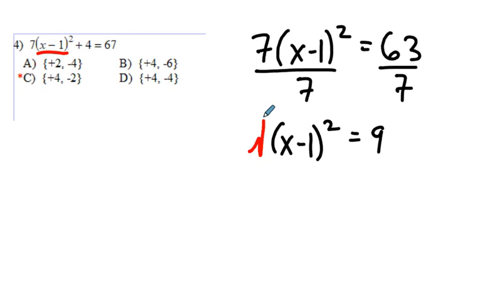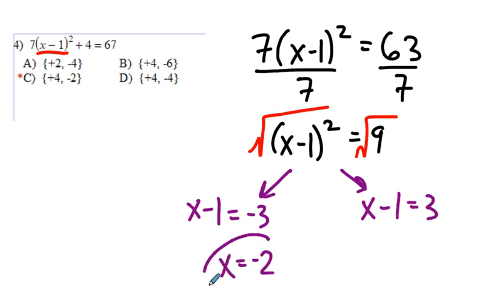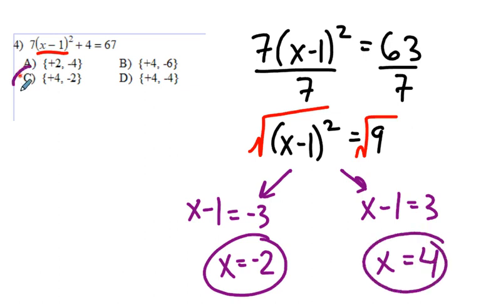Then I take a square root to undo the square. And when I take the square root of 9, I get two answers. It's either that x -1 is a -3 or x -1 is a +3. If I add 1 to solve on the left side, I get -2. Add 1 over here, I get 4. My two answers, +4, -2.